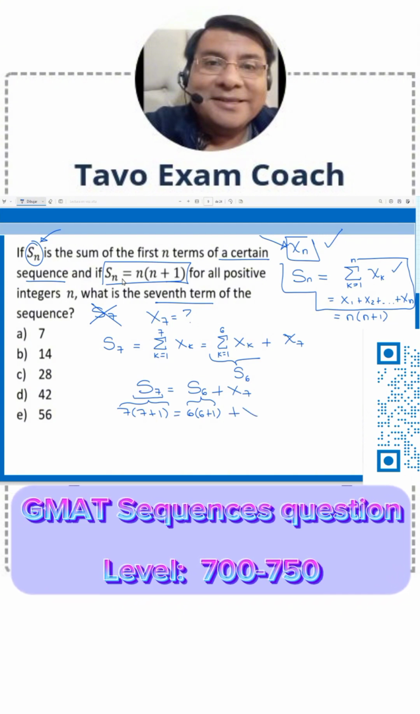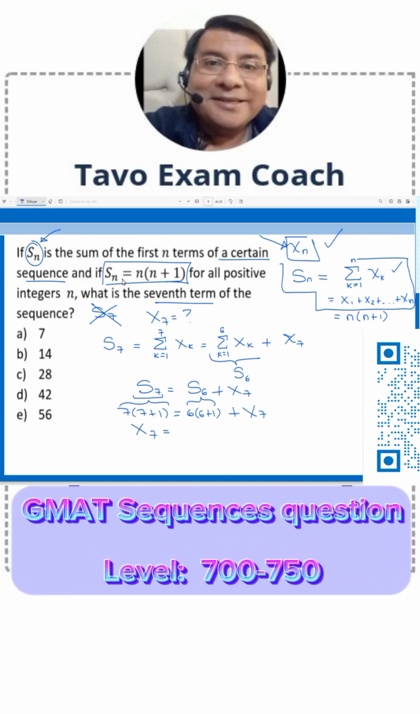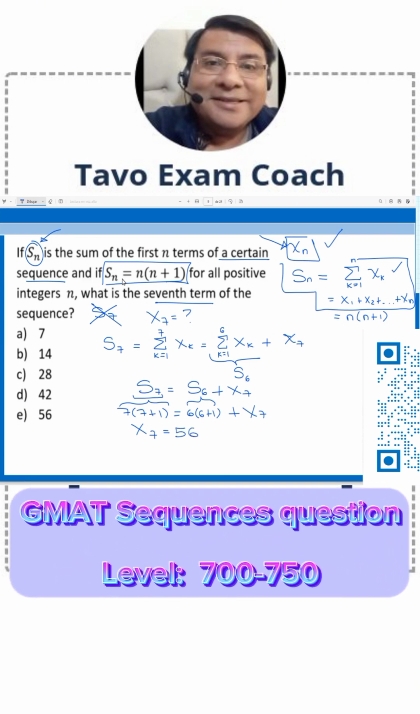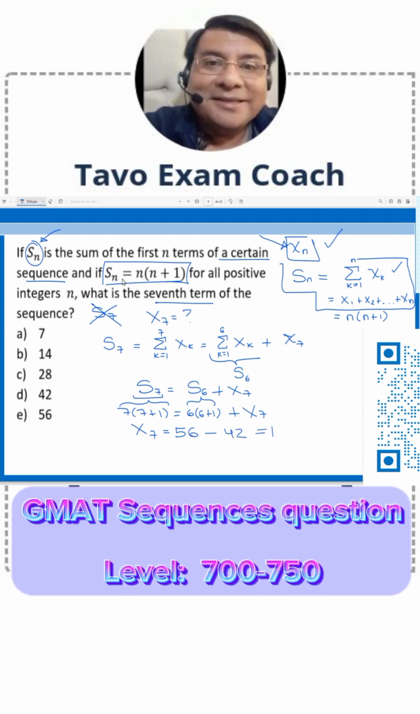So we have this. Now it's just a matter of isolating the value of the 7th term. It would be 7 times 8, that is 56, minus 6 times 7, which is 42, and this is 14. Option B.